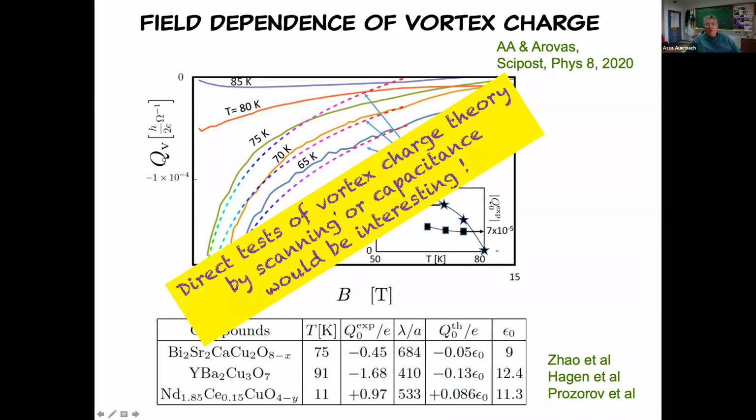So what I want to just say is that this is a theory that has not yet been tested well enough against enough experiments. And hopefully scanning or capacitance would detect this vortex charge directly and also see the sign. Because a large part of the controversies that you've seen before were about the sign of the vortex charge, if it's involved in the Hall effect. And we have a prediction that should be tested.